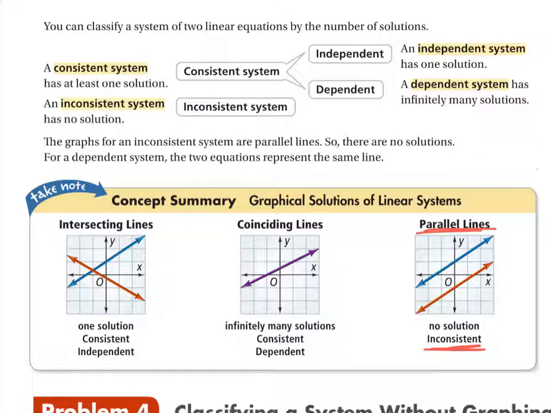Okay? That's going to be part of your homework today, is identify what type of system you're dealing with without graphing. So how would I be able to tell without graphing? Look at the slope, right? If the slopes are parallel, how do I know if lines have parallel slope? Same slope, right? The exact same slope. So if the slope is the same, that means they're parallel lines. That means it is an inconsistent system, which means it'll have no solution. Okay?